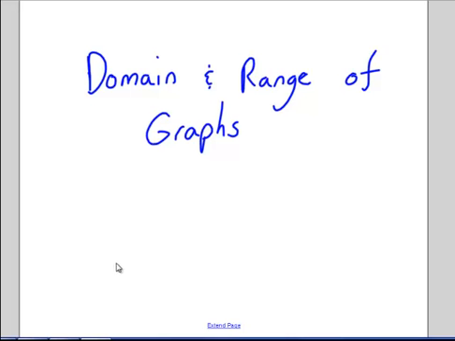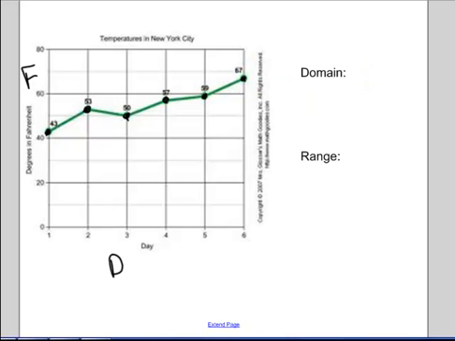Okay, in this video we're going to look at domain and range of some graphs again. We're going to go in a little bit more detail than last time. So I pulled some graphs off of Google, and if you look at this graph, it's a graph of temperature in New York City. It's a little fuzzy, but you should still be able to see it.